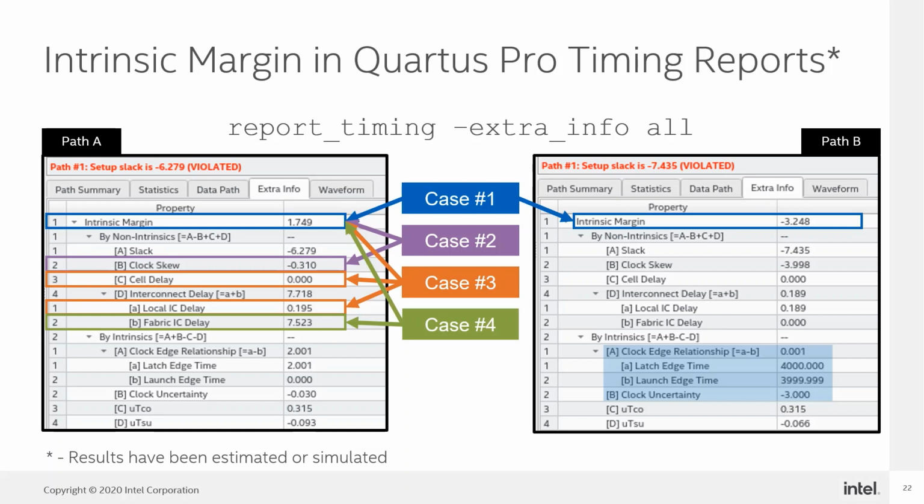Finally, for case number 4, we can see why path A is failing. There is a substantial fabric interconnect delay, especially as compared to its intrinsic margin. We know right away that we need to focus on whatever is introducing that fabric interconnect.